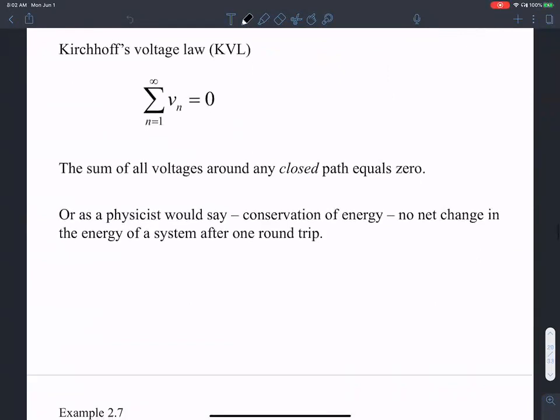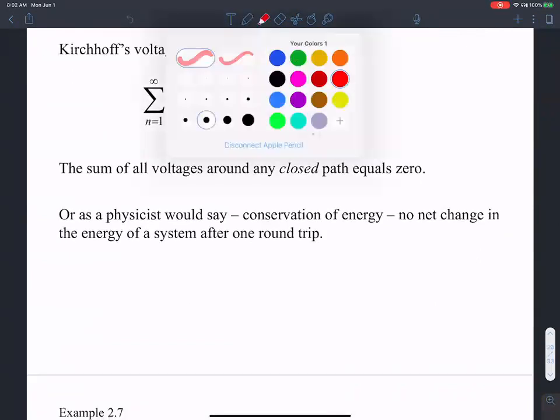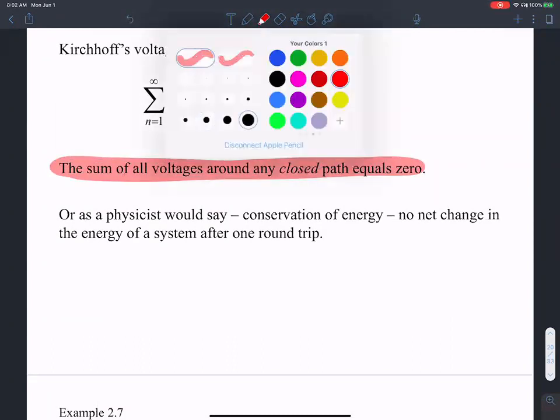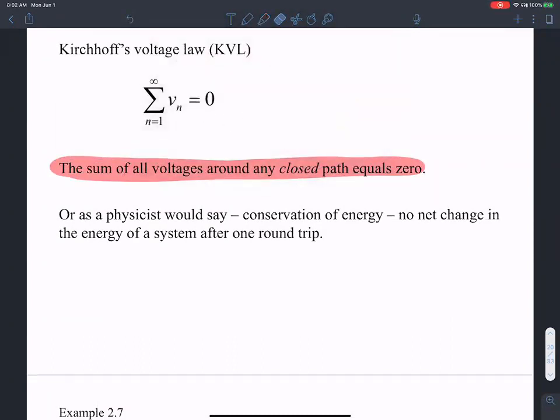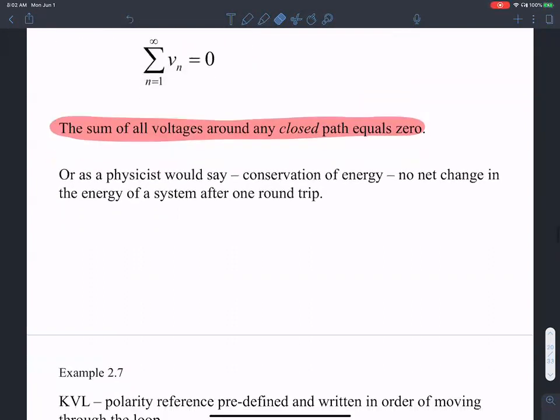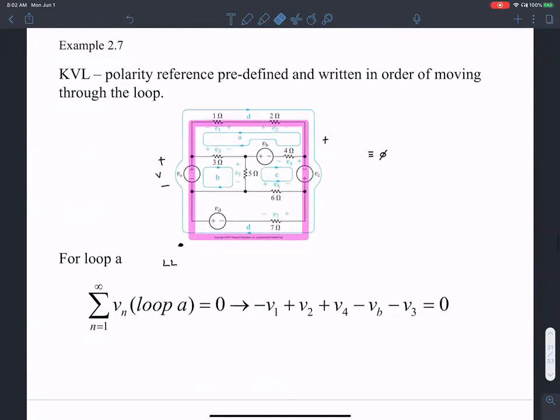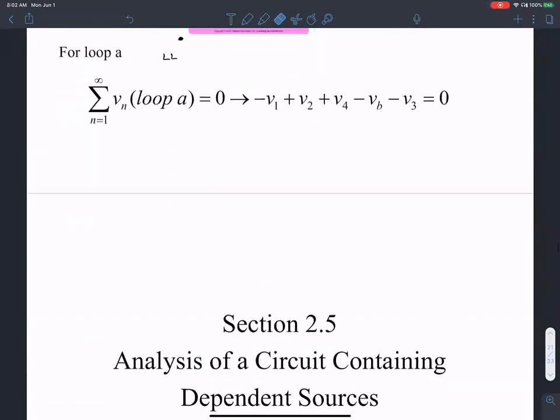Kirchhoff's voltage law says that if you look at any closed path, the sum of all voltages around a closed path equals zero. That's the idea of Kirchhoff's voltage law around a loop. And we saw the application of this in a bunch of different examples.